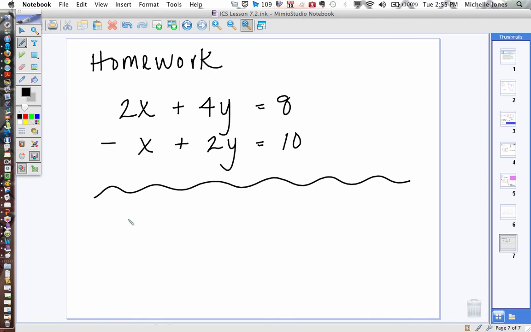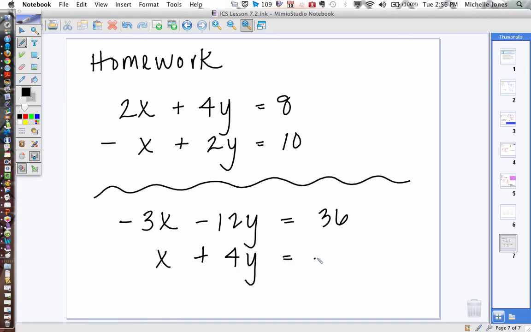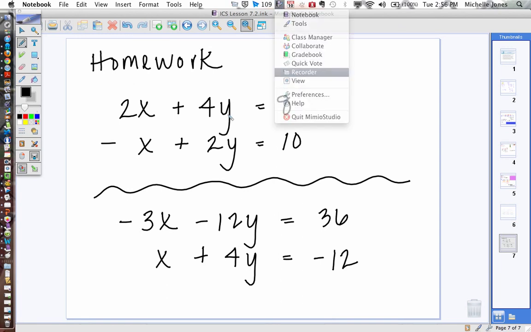All right, so go ahead and solve those and see if you can come up with a solution using elimination. Here's one more. Negative 3x minus 12y equals 36, and x plus 4y equals negative 12. All right, good luck with those.